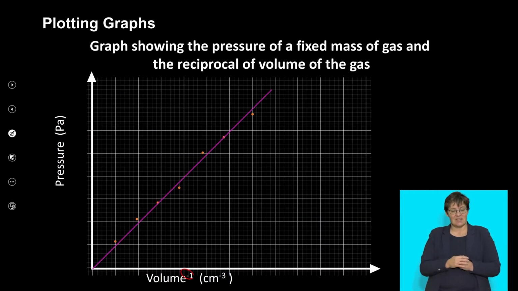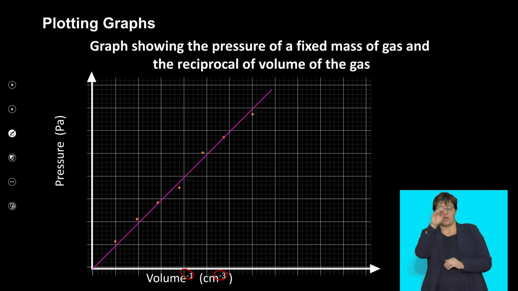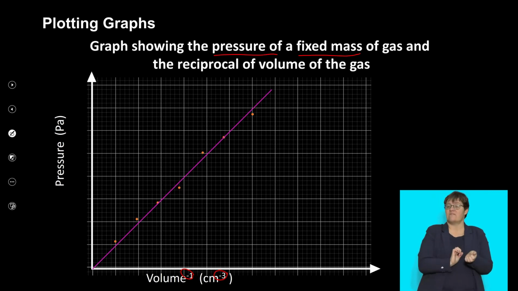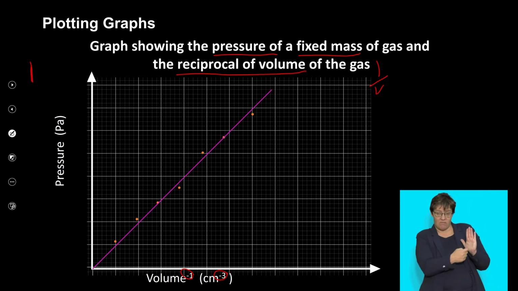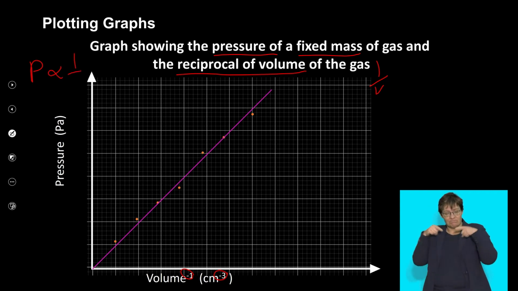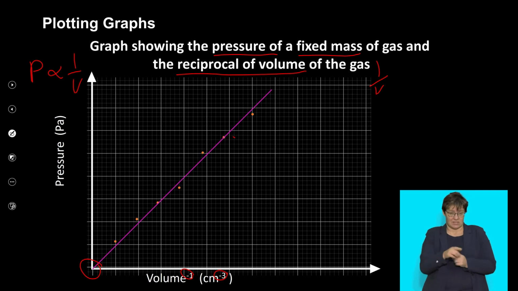That -1 there represents the 1 over. That -3 represents that it's 1 over. And so here we've got the graph showing the pressure of a fixed mass of gas and the reciprocal of volume. It means 1 over volume. And so what we're saying in this graph is that pressure is directly proportional to 1 over volume. Notice it goes through the origin, and the gradient here is a constant.